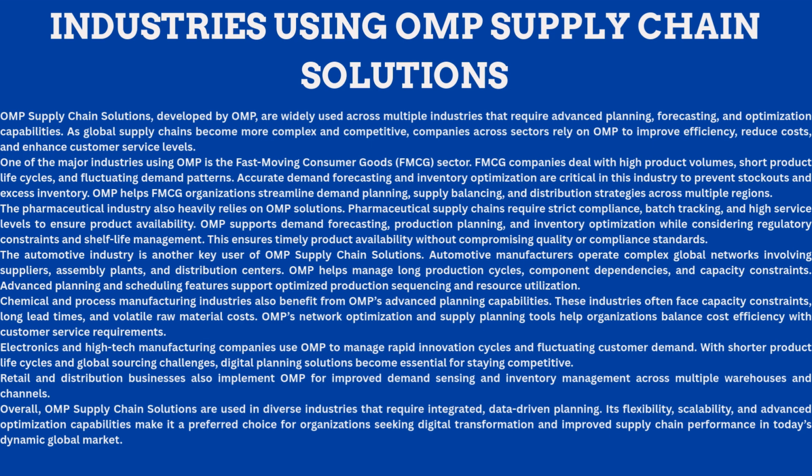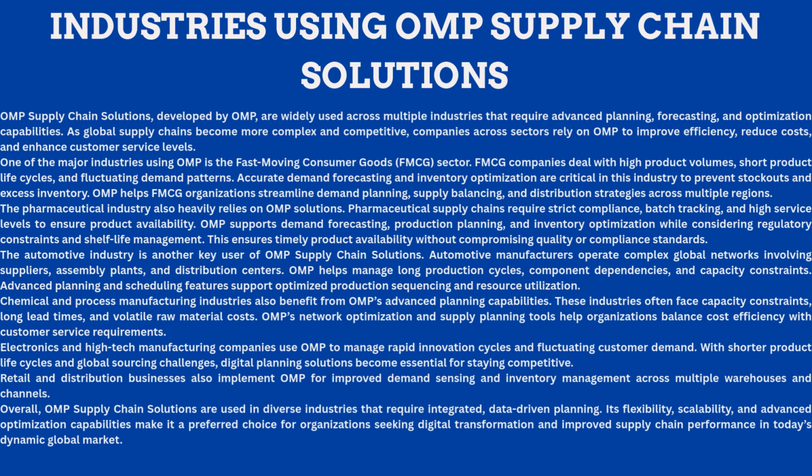Chemical and process manufacturing industries also benefit from OMP's advanced planning capabilities. These industries often face capacity constraints, long lead times, and volatile raw material costs. OMP's network optimization and supply planning tools help organizations balance cost efficiency with customer service requirements.